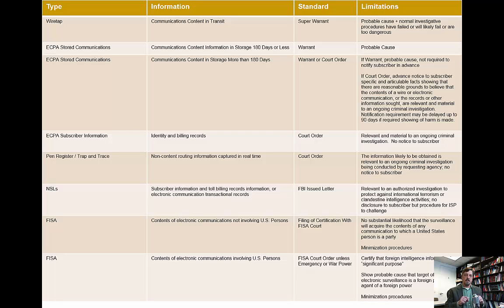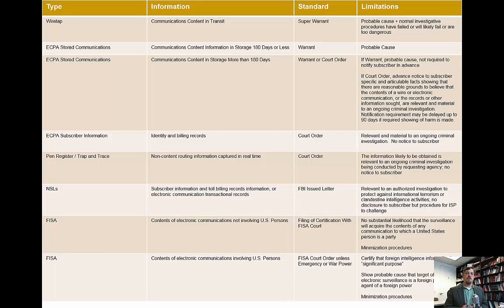So real-time in-transit contents. And essentially what the wiretap statute requires really goes beyond the minimal requirements of the Constitution and requires something that you might consider a super warrant. That is, it requires a showing of probable cause, which is what the Constitution requires, and that normal investigative procedures have failed or will likely fail or are too dangerous. So there's some recognition in the wiretap statute by Congress that intercepting communications in transit is even more serious than other kinds of intrusions on privacy that would require an ordinary warrant.